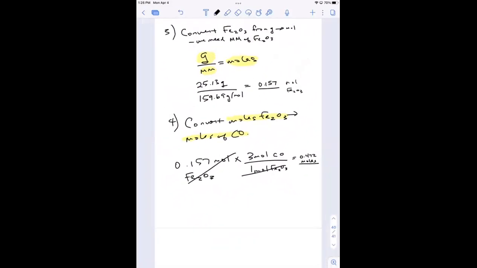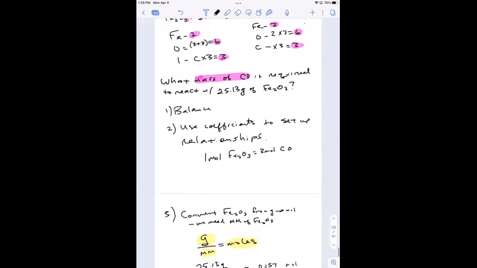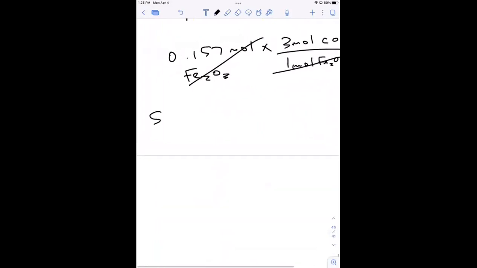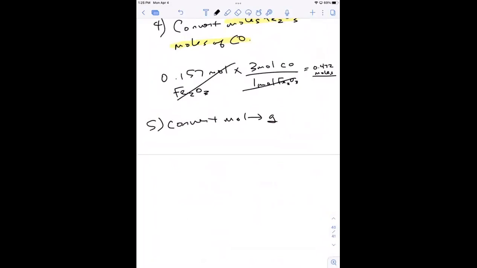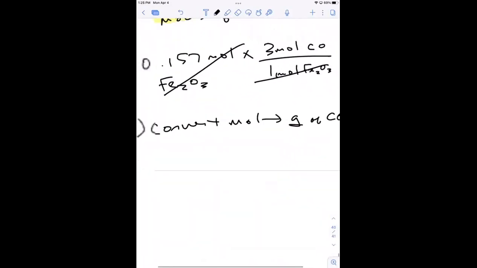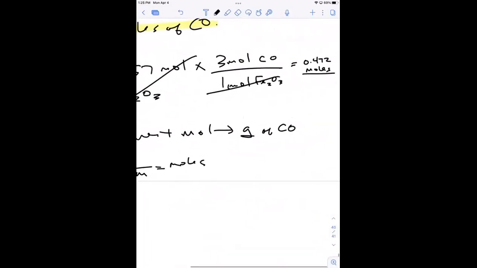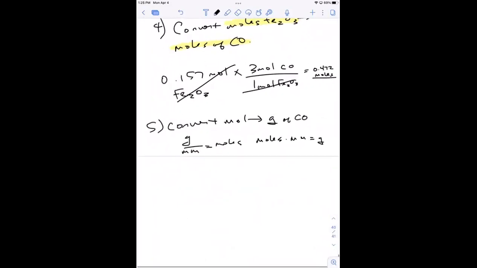So we gotta work in moles, but then the question asks for mass. What mass of CO is required to react with 25.13 grams, which is a mass of Fe2O3. So now let's do that. Now that's the final step here. Convert moles to grams. And again, we need the molecular weight. Grams over molar mass is moles. So moles times molar mass is grams. We just need to stick that number in.